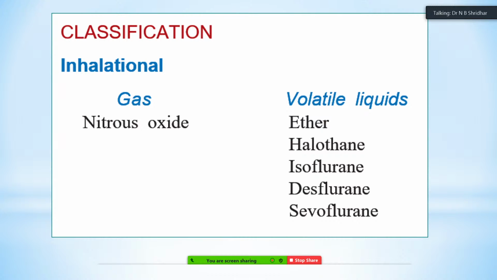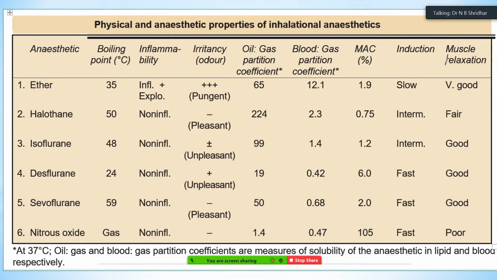And classification of the inhalation gas, we have already done. The inhalation gases are nitrous oxide, and the volatile liquids are ether, halothane, isoflurane, desflurane, and also sevoflurane. Ether, halothane, isoflurane, desflurane and sevoflurane are called the fluorinated gaseous agents. And this table is an important table which notes the physical and anesthetic properties of the inhalation anesthetics.